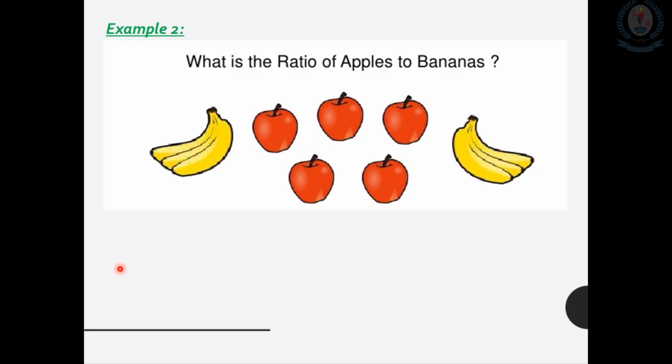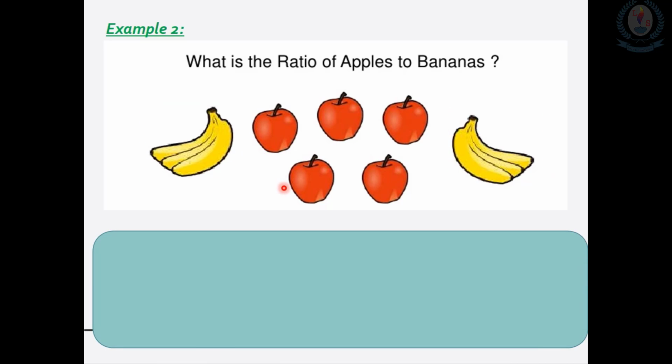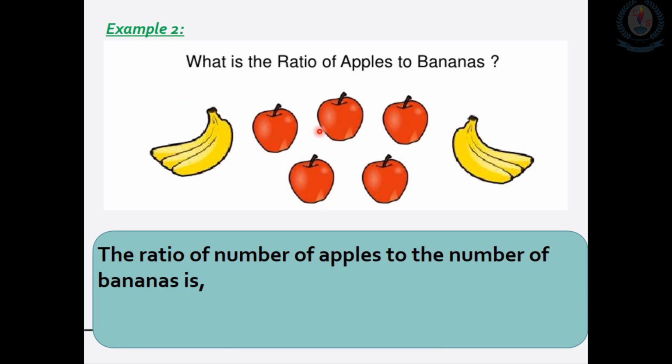Let's go to another example. What is the ratio of apples to bananas? Apples to bananas. Then we'll count the number of apples firstly. 1, 2, 3, 4, 5. There are 5 apples and 2 bananas. So the ratio of apples to the number of bananas is 5 to 2.